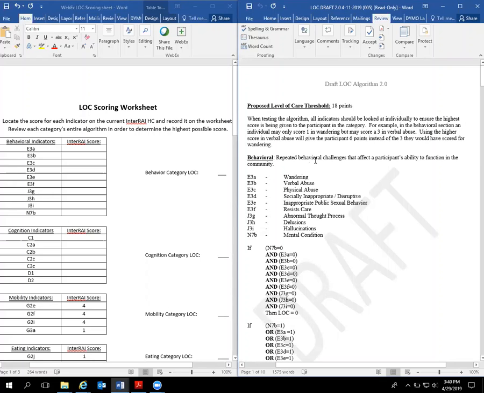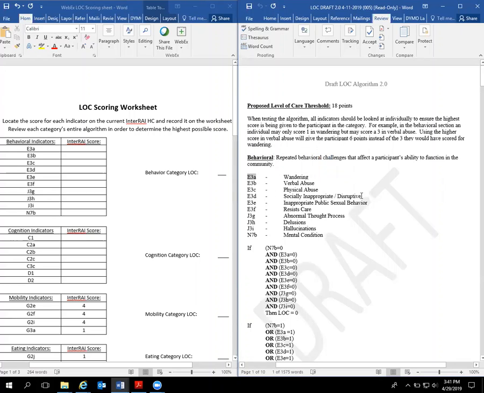So what are we measuring when we say we're measuring behavior? Well, we're looking at things like wandering, verbal abuse, physical abuse, and then how do we measure wandering or verbal abuse? And that is what these strings of between 2 and 4 letters and numbers are indicating. So these strings of letters and numbers directly correspond to a question on the Enter-I.